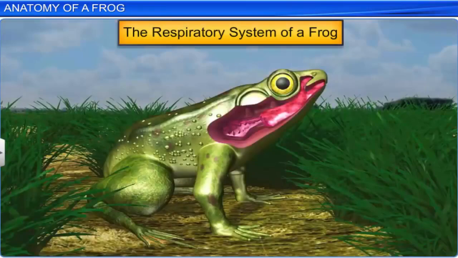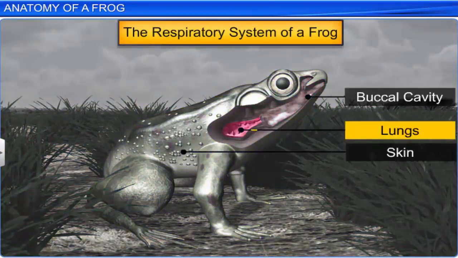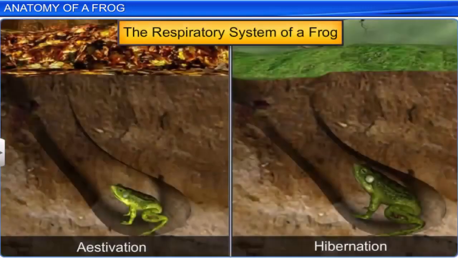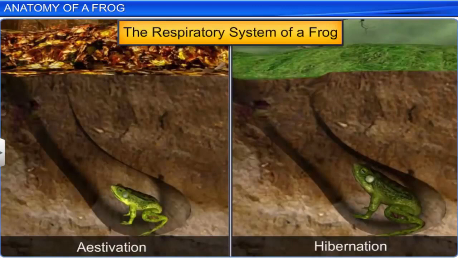On land, a frog respires through the buccal cavity, skin, and lungs. During respiration, air is drawn into the buccal cavity through the nostrils and is forced into the lungs. This type of respiration through the lungs is called pulmonary respiration. Did you know that during estivation and hibernation, frogs respire only through their skin?